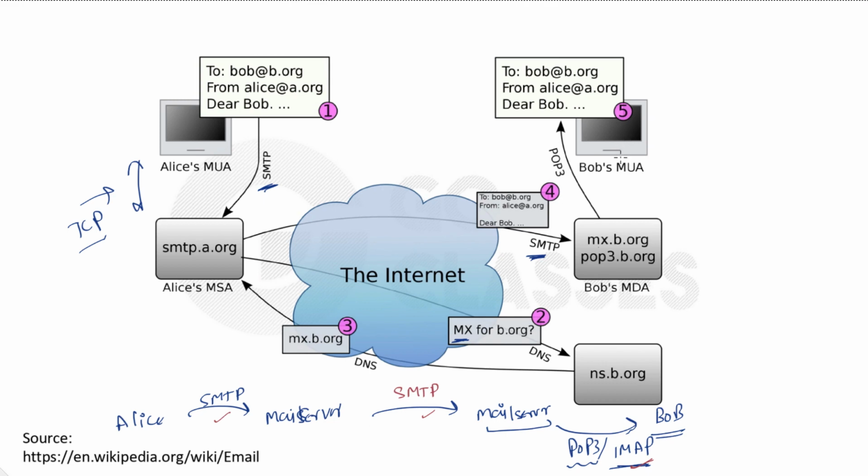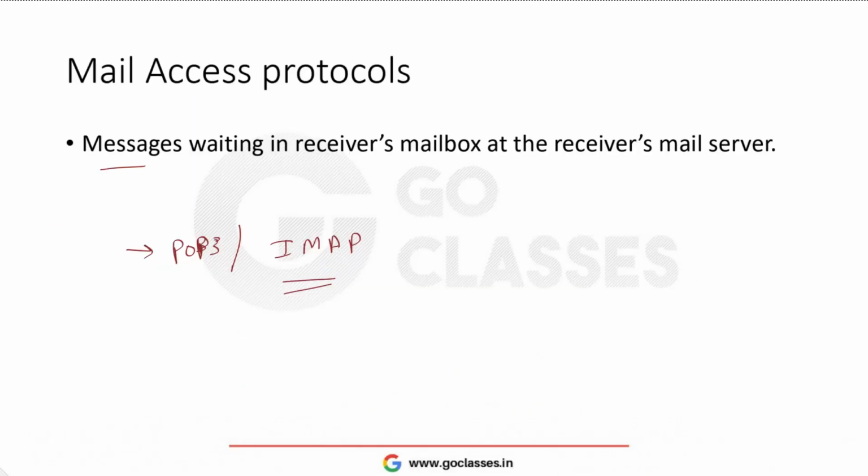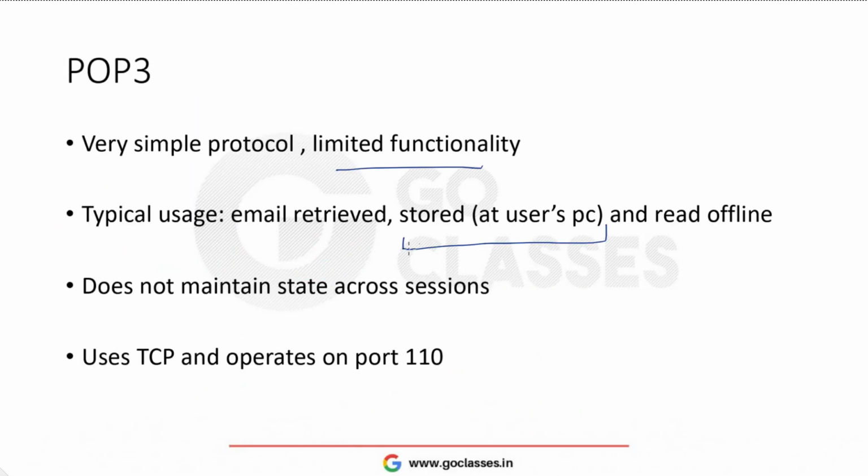POP3 basically deletes the mail from the server, which means it pulls the mail permanently and deletes it from the mail server. It downloads the mail to Bob's machine, right? So POP3 downloads the mail to Bob's machine and stores it permanently there. So for offline usage, which may not be desirable.